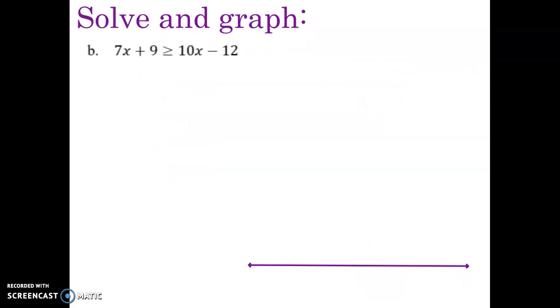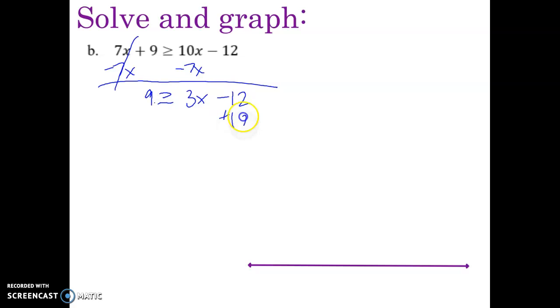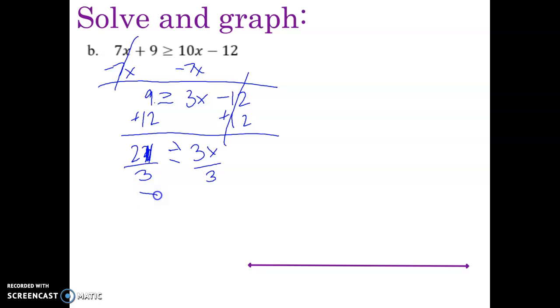All right, let's try this one. 7x plus 9 is greater than 10x minus 12. So I'm going to choose to subtract 7x from both sides. I could just as easily have subtracted 10x. I'm just going to choose to do 7x because 10 minus 7 is positive 3, and sometimes positive numbers are easier to work with. All right, let's add 12 to both sides, working to get x by itself. That's a 21. All right, divide both sides by 3, and I get 7 is greater than or equal to x.